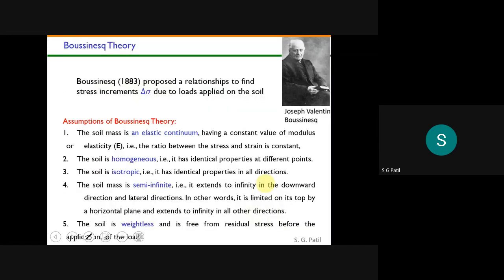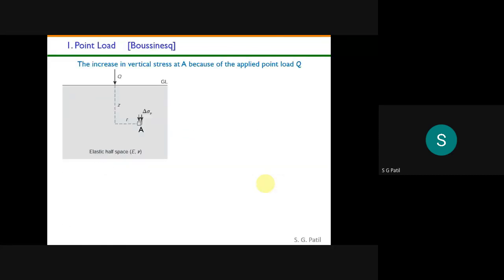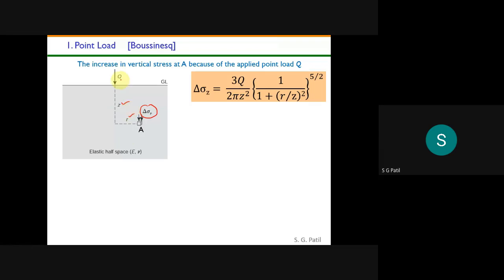In my previous lecture, I already explained all the assumptions and what they actually mean. Boussinesq's theory: first, Boussinesq has given a way to calculate the stress increase at a certain depth and at a certain radial distance due to the point load. This is the point load.